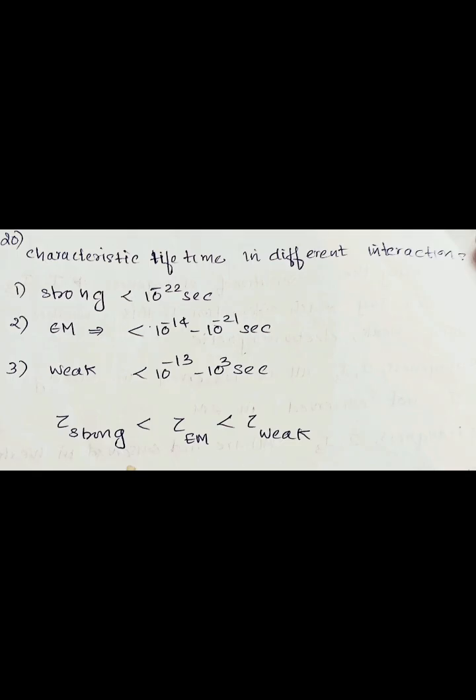For strong interaction, it is less than 10 raised to minus 22 second, and for EM interaction, it is in the range 10 raised to minus 14 to 10 raised to minus 21 second, and for weak it is 10 raised to minus 13 to 10 power 3 second. So from here we understood that the mean lifetime of strong interaction is less than that of the electromagnetic interaction, which is less than that of the weak interaction.